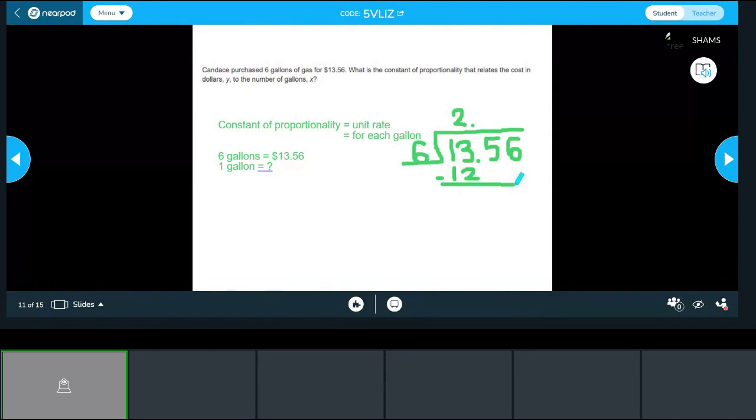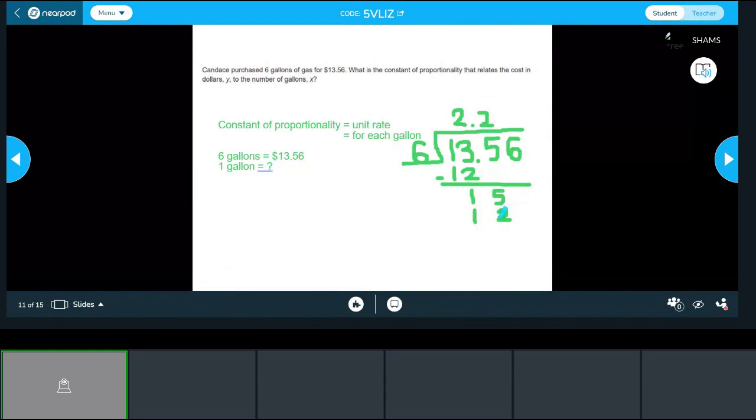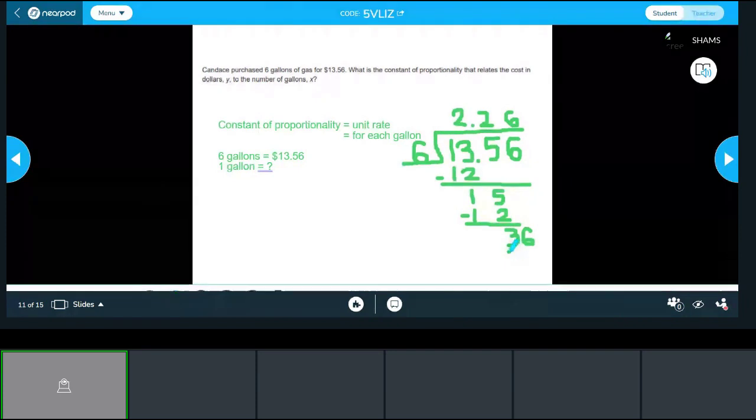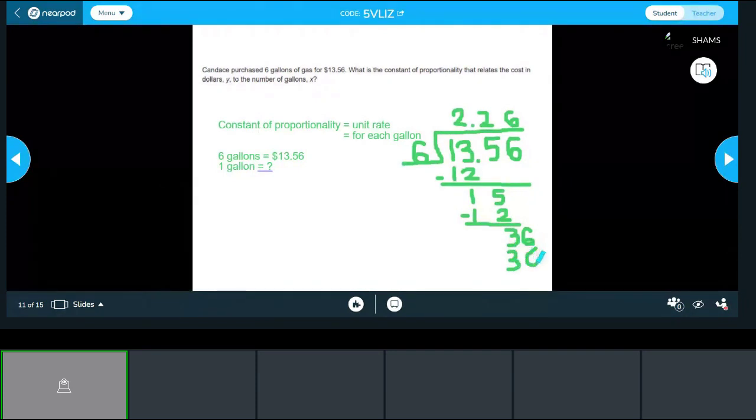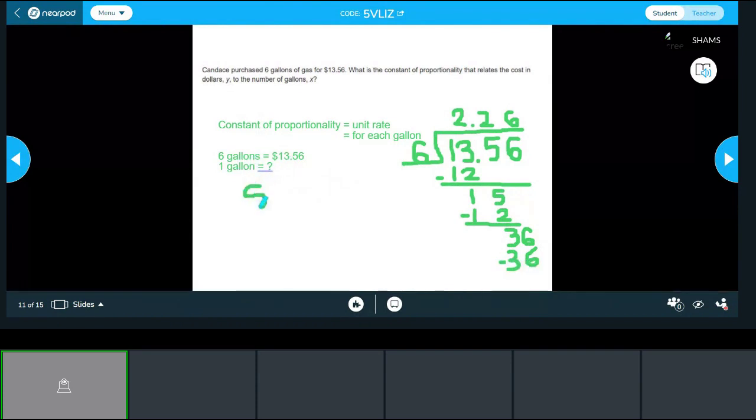Remainder 1. I bring down the 5. How many 6 can go into 15? 2. So that is 12. Remainder 3. I bring down the 6. How many 6 can go into 36? 6. Evenly, right? With no remainder. And you subtract 36 and 36, you get 0, right? So basically the cost of 1 gallon will be $2.26.